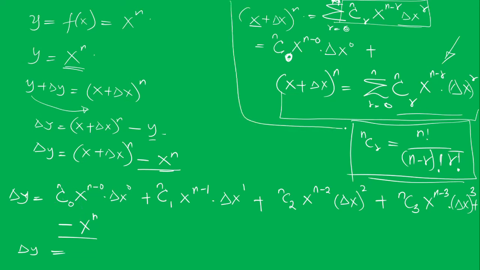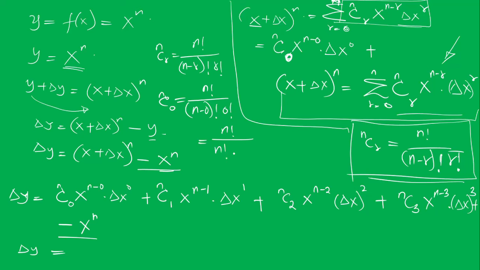Let's work it out. Since n combination r is n factorial all over n minus r factorial r factorial, n combination 0 will give you n factorial all over n minus 0 factorial 0 factorial. Now this will be n factorial all over n factorial 0 factorial. So 0 factorial is 1. This will cancel out this, so the whole of this is 1.